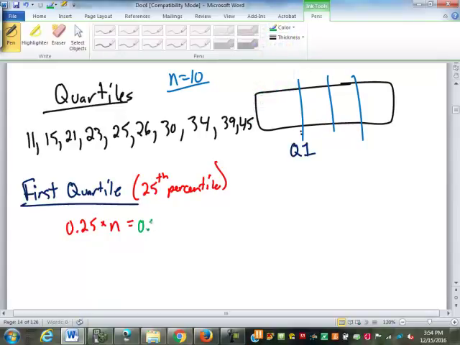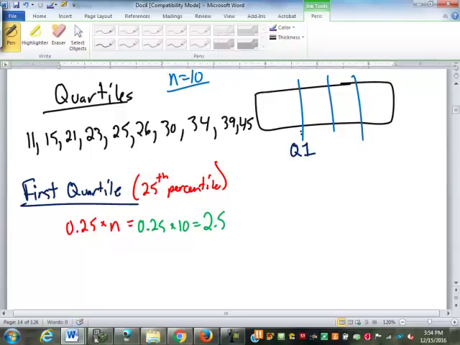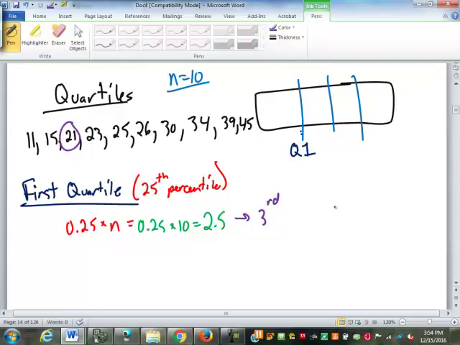So this is going to be 0.25 times 10, or 2.5. What does that tell us about the position of our quartile? It's a decimal, so we round up. It's the third number. It's 21. So the first quartile for this data set would be 21.